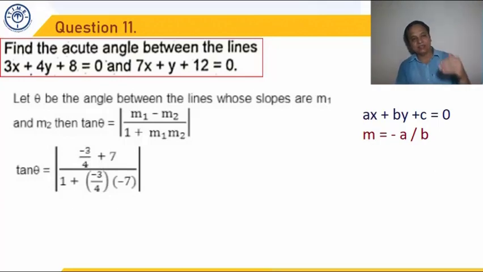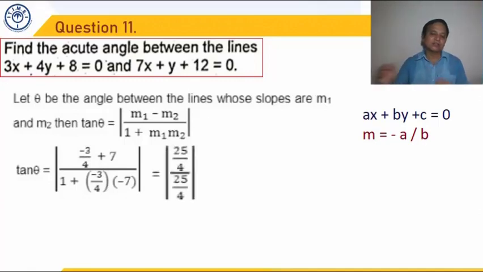Tan theta is -3/4 minus (-7), that becomes plus 7, upon 1 plus m1 into m2, that is -3/4 into -7. Now when we solve, 4 into 7 is 28, 28 minus 3 is 25, so the numerator is 25/4. In the denominator, -3 into -7 is plus 21, and 21 plus 4 is 25/4. So the numerator is 25/4 and the denominator is also 25/4, they cancel out, so tan theta comes out to be 1.